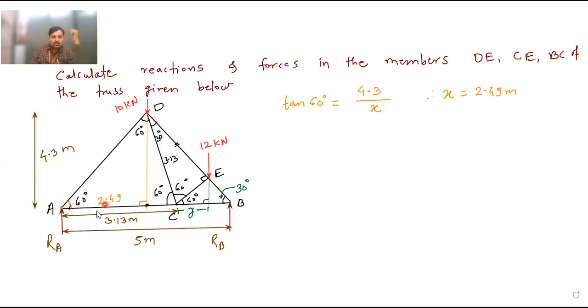ओके, मग आता जर ही साइड A to C, if this is 3.13, A to C, okay, then can you calculate the remaining sides? If this is 3.13, this is also 3.13, this total is also 3.13, out of which I can calculate this side now. ही side DE मी calculate करू शकतो ना.